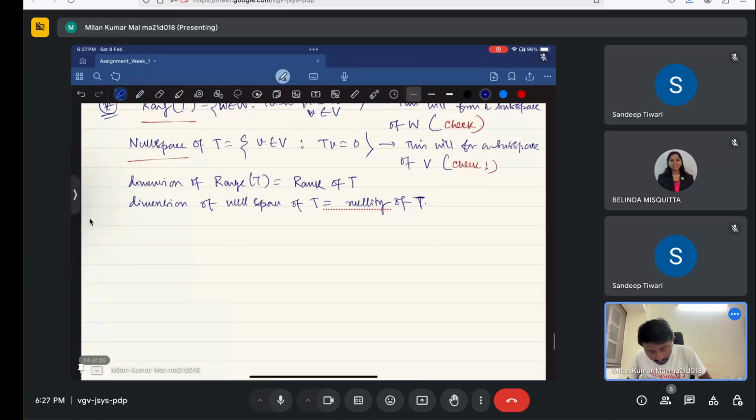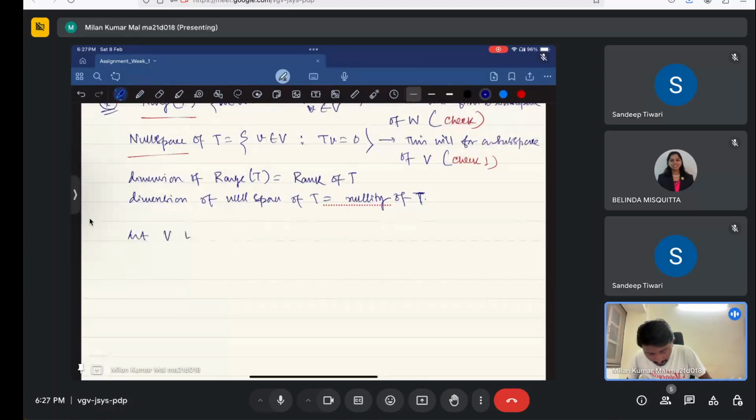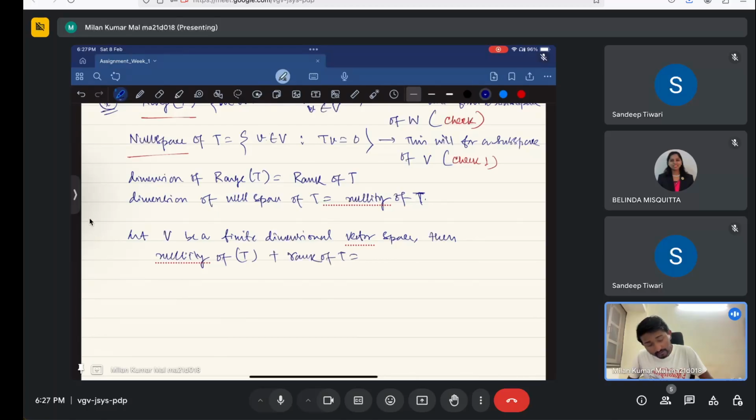Let V be a finite dimensional vector space, then the nullity of T, that is the dimension of the null space of T, plus the rank of T is equal to the dimension of V. If V is finite dimensional, okay, the point should be noted. If V is not finite dimensional, we can't say anything like this.